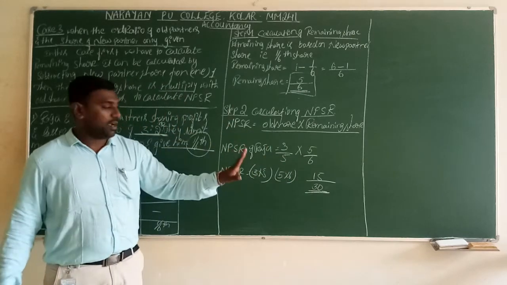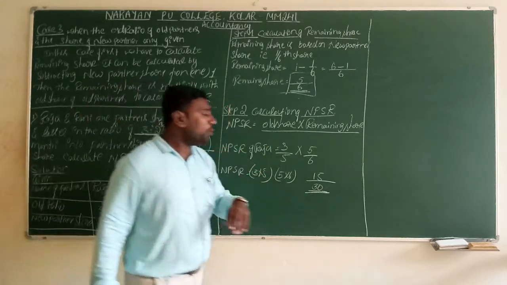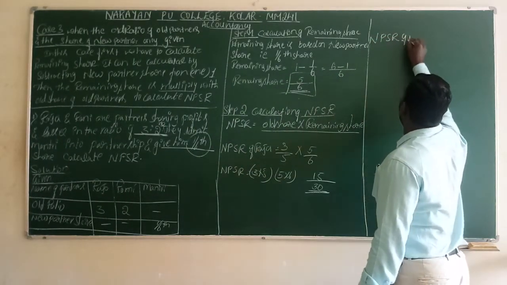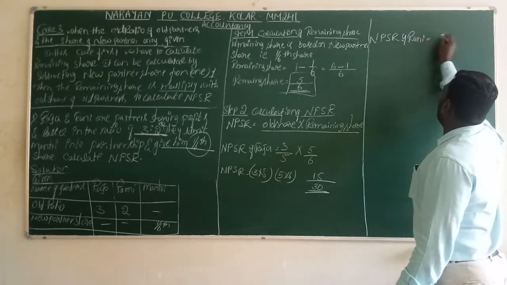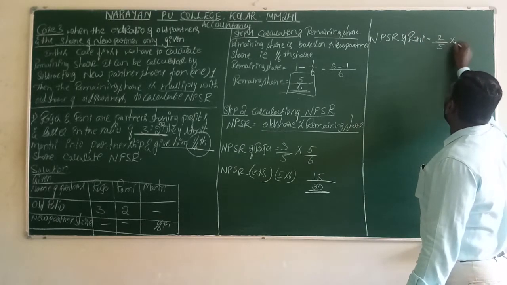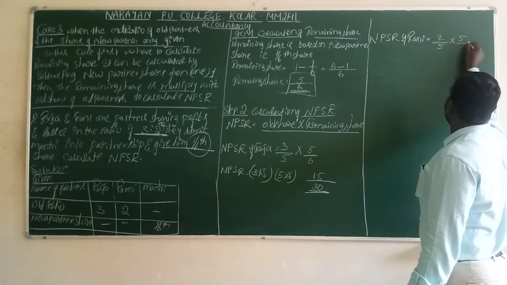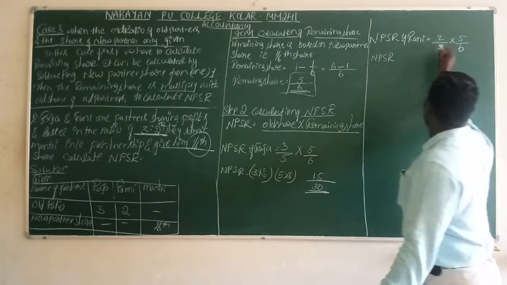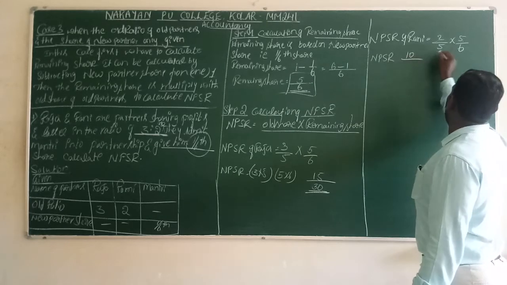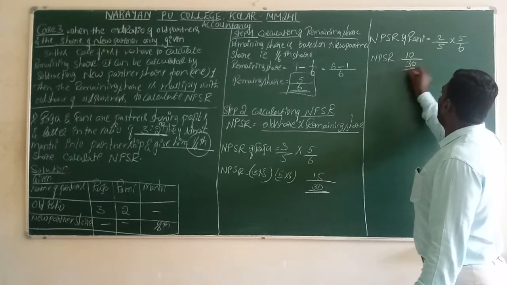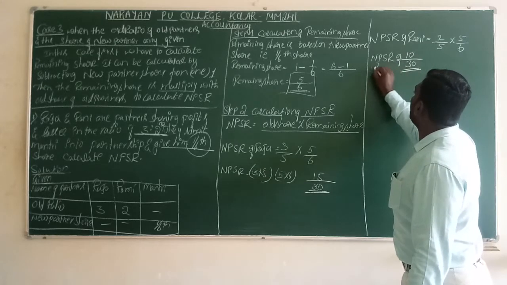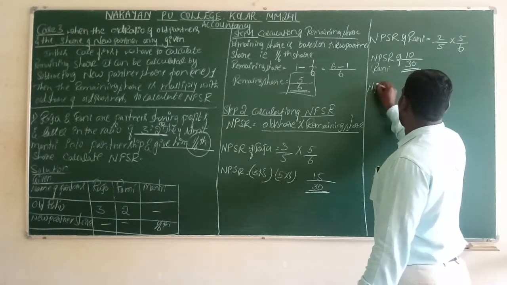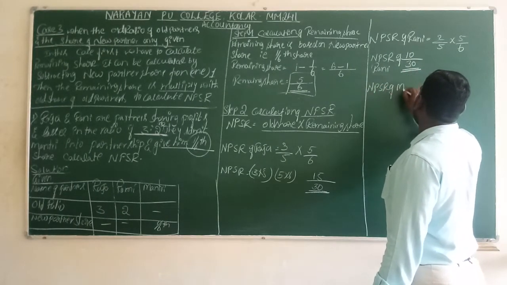Let's move to the new profit sharing ratio of Rani. NPSR of Rani is equal to old ratio 2 by 5 into remaining share 5 by 6. Therefore, 5 twos are 10, divided by 6 fives are 30. The new profit sharing ratio of Rani is 10 divided by 30. Let's see how to calculate NPSR of Monthly.